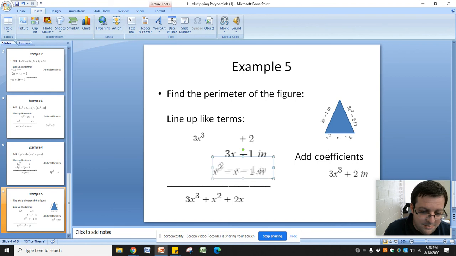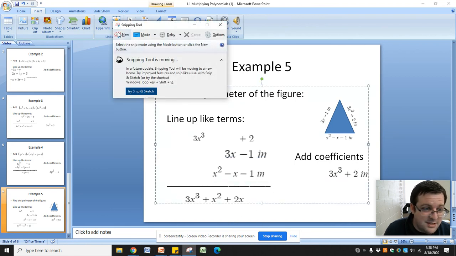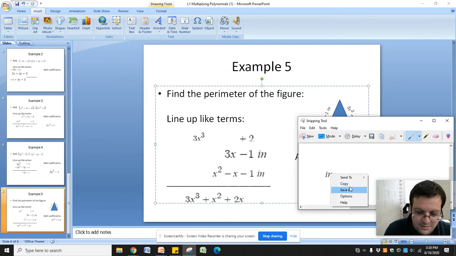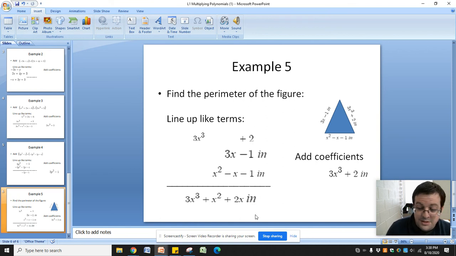All right, so that means our final answer is just going to be 3x cubed plus x squared plus 2x inches, and that's why I'm doing all this right now. We want to make sure that those units are actually accounted for.